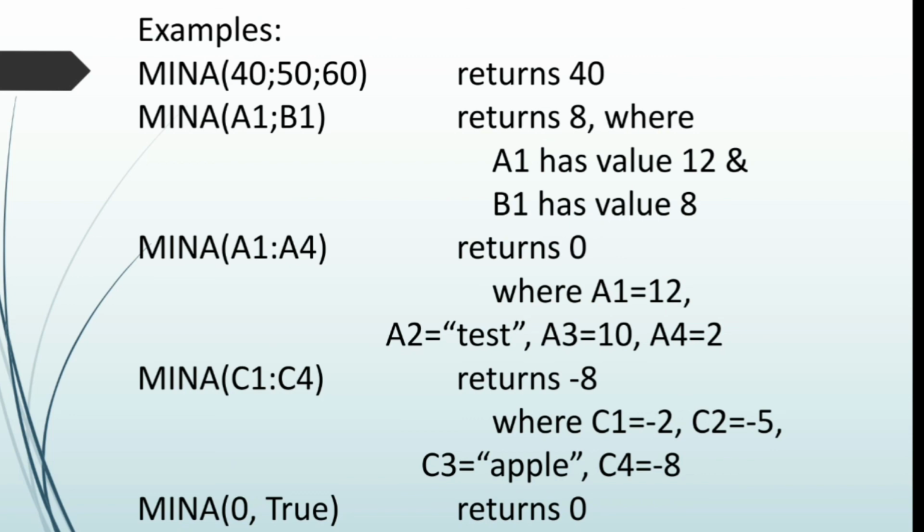Next is MinA C1 colon C4. For the range from C1 to C4, where C1 is -2, C2 is -5, C3 is apple, which would be converted to 0, and C4 is -8. Out of these, -8 is the minimum, so it would return the value -8. MinA 0 true would return the value 0 because the logical value true would be treated as 1. So out of 0 and 1, 0 is the smallest.